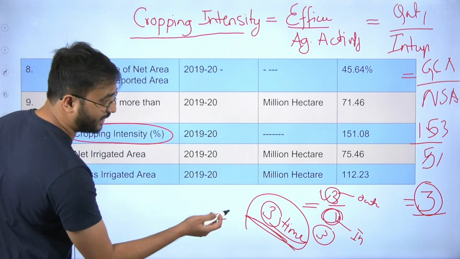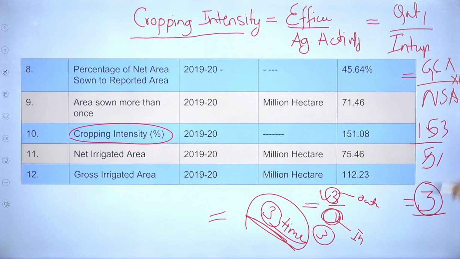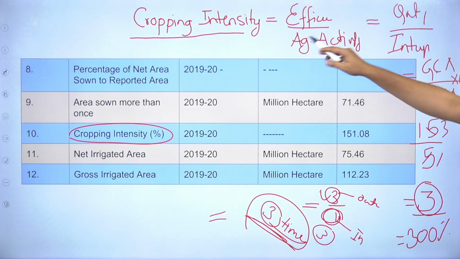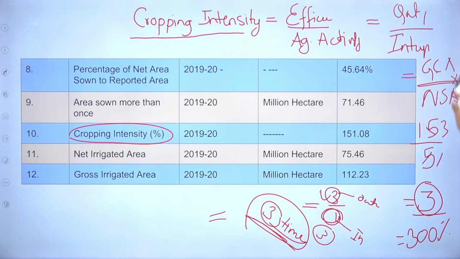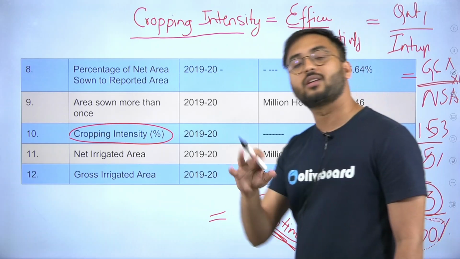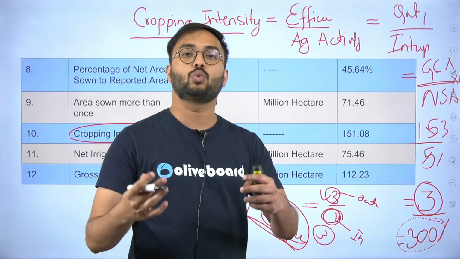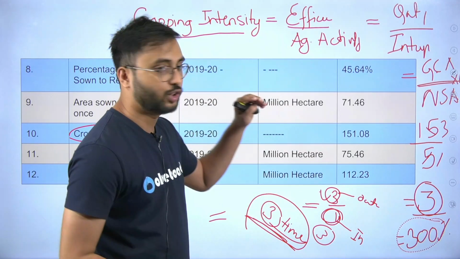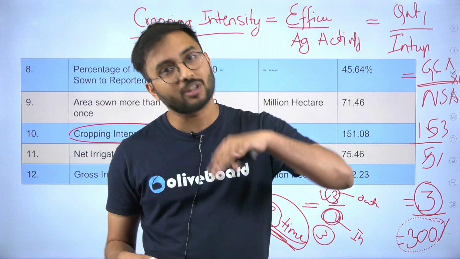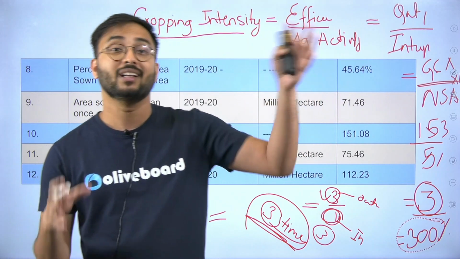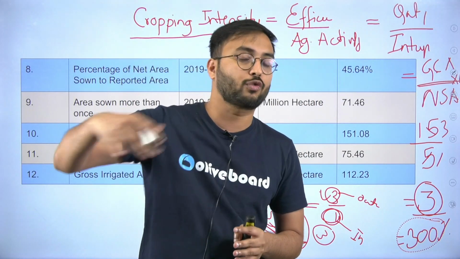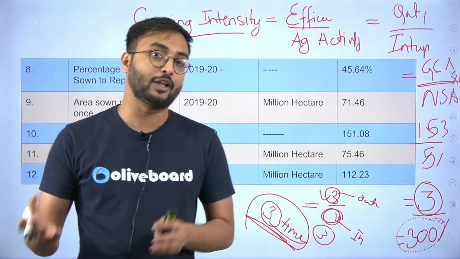If you find it out in percentage, you have to multiply it by 100, which will give you 300%, right? Because the cropping intensity formula is actually GCA, that is gross cropped area, upon net sown area, into 100. So when you do gross cropped area upon net sown area into 100, you will get 300 as your value. The 300, or 3 times, gives out the total intensity of your agriculture. Intensity in the sense of how much input you put and how much output you get. 1 input, you get 3 output. That means 3 cycles of cropping you could do. 3 times the agricultural activity you could do on your field.